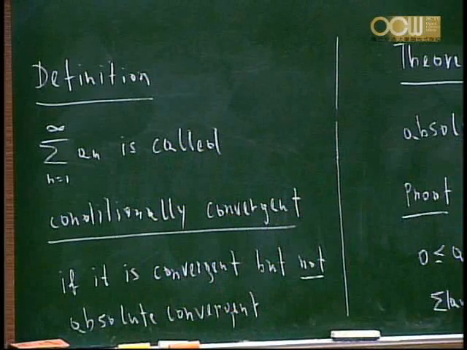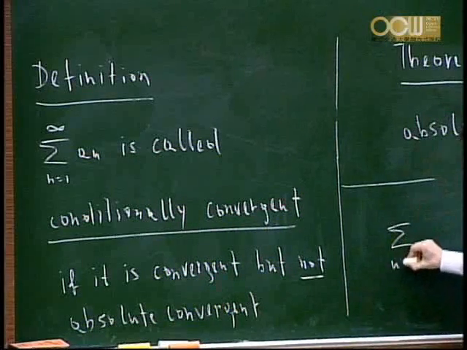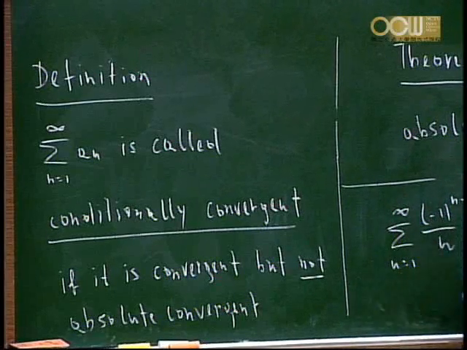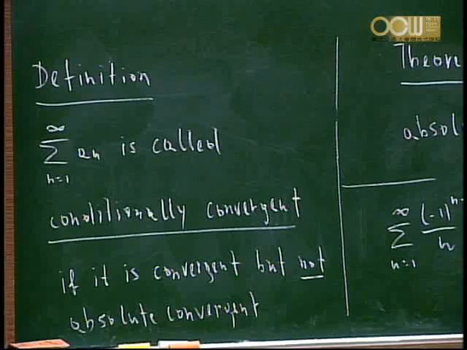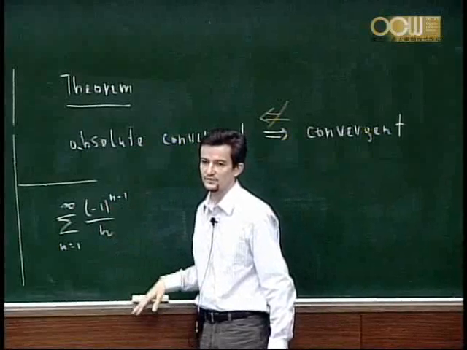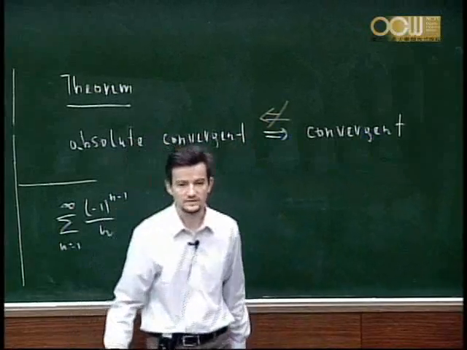And we saw already one example for such a series: the series sum over n from 1 to infinity of (minus 1) to the n minus 1 over n. Because of the alternating series test, it's easily seen to be convergent. But if you look at the absolute values, it's the harmonic series, not convergent. So this is an example of a conditionally convergent series.